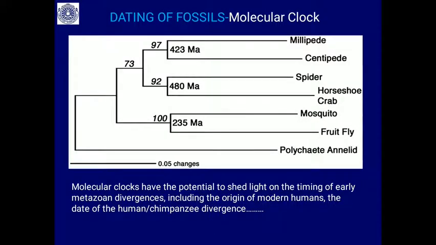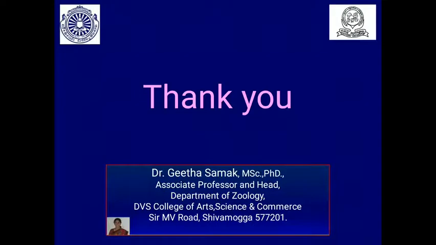Molecular clocks have the potential to shed light on the timing of early metazoan divergence. So when exactly did millipede and centipede diverge, spider and horseshoe crab, mosquito and fruit fly. All this we can calculate. Similarly, modern humans and the date of the human and chimpanzee divergence. All these we can assess the dates of from these methods.